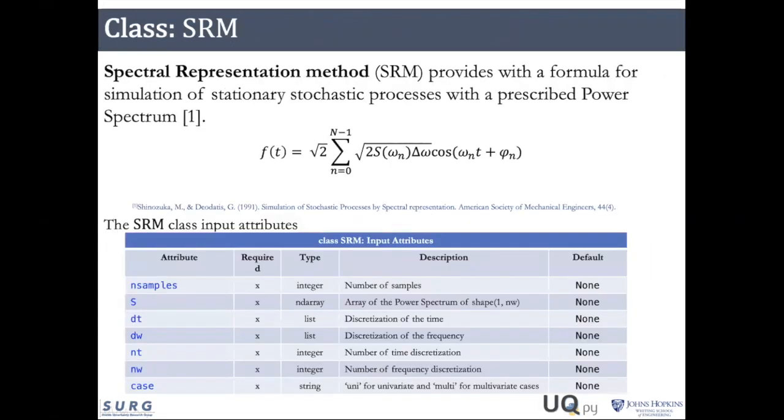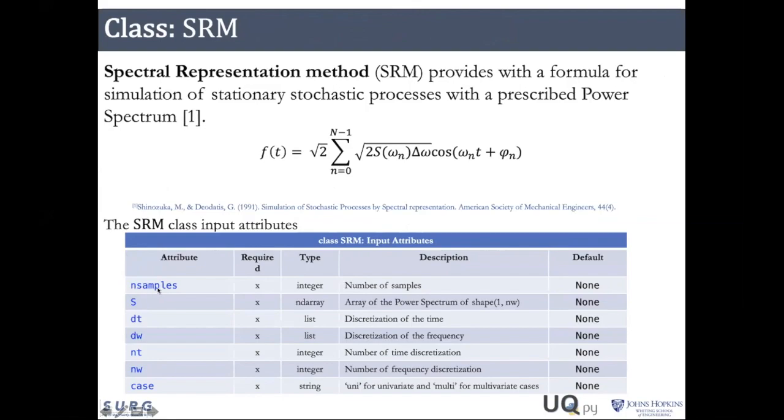First, we'll go to the spectral representation method. The spectral representation method is a sum of cosines formula for the generation of stationary stochastic processes with the prescribed power spectrum. The formula is given here, and the details can be found in the paper Shinozuka-Deodatis, simulation of stochastic processes by spectral representation. The class attributes are given here.